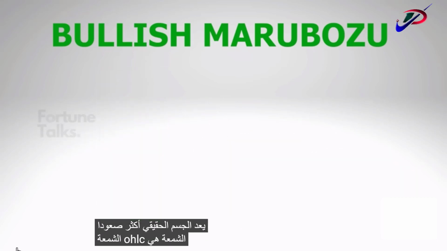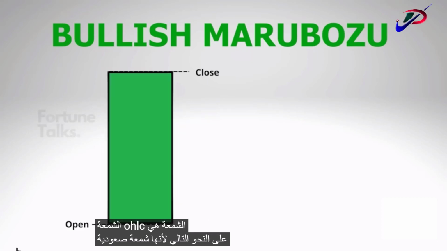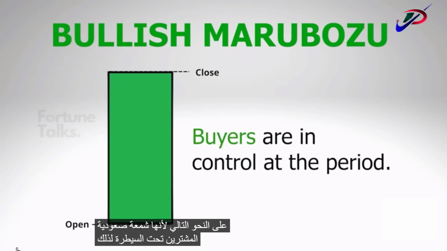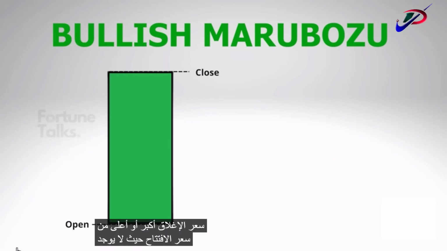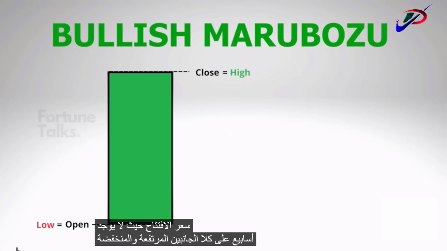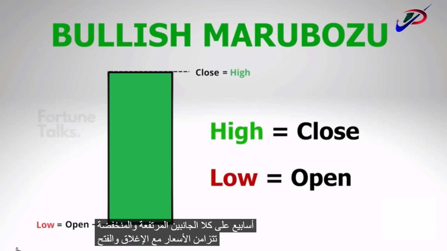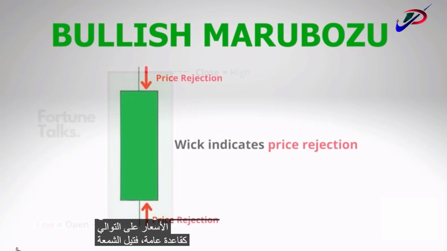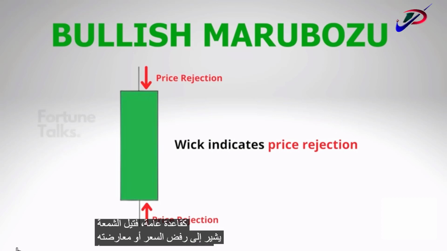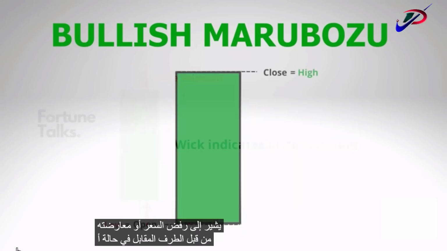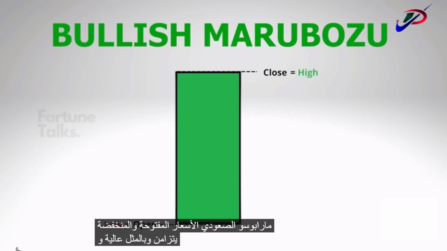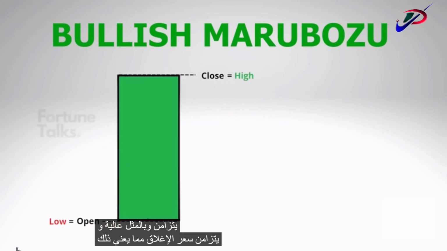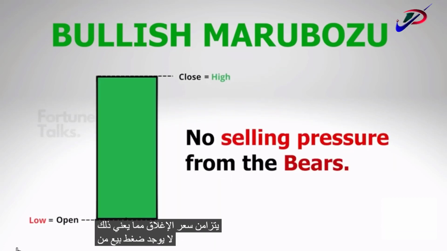The OHLC of the candle is as follows. Since it is a bullish candle, the buyers are in control, so the closing price is higher than the opening price. Since there are no wicks on either side, the high and low prices coincide with the close and open prices respectively. As a rule of thumb, the wick of a candle indicates price rejection or opposition by the opposite party. In the case of a bullish Marubozu, the open and low prices coincide, and similarly the high and close prices coincide, which means that there is no selling pressure from the bears.